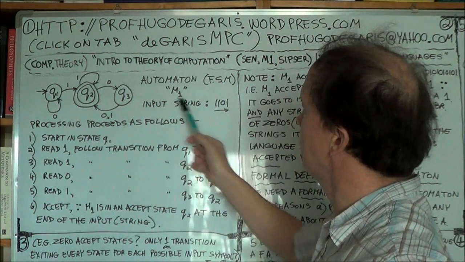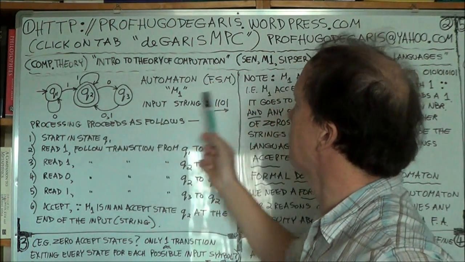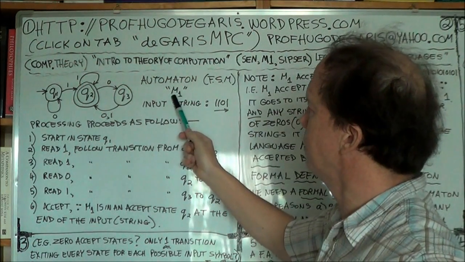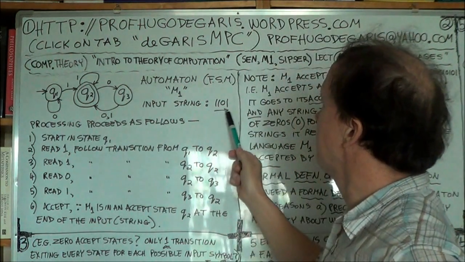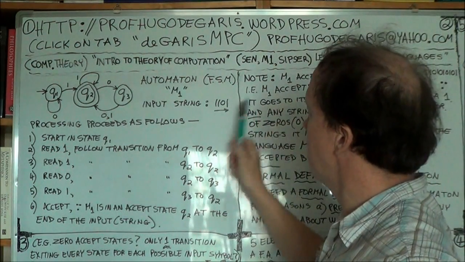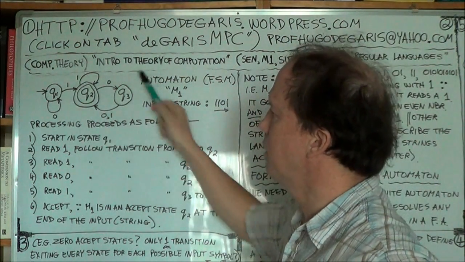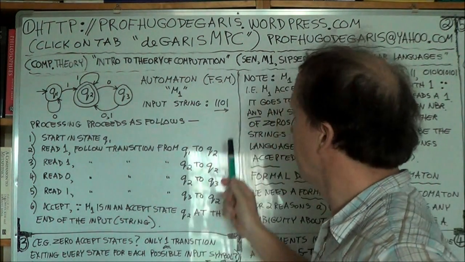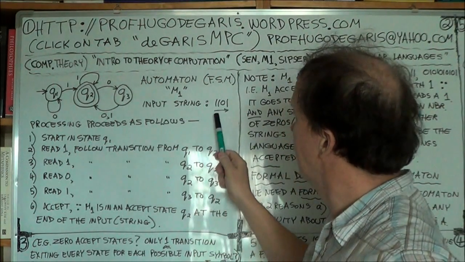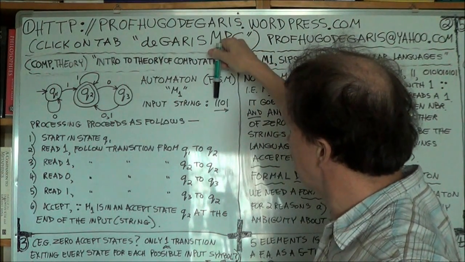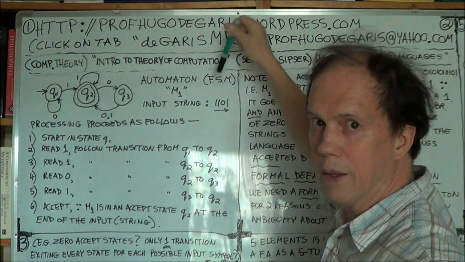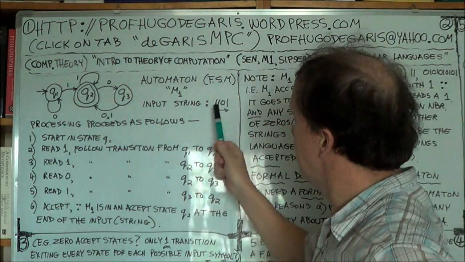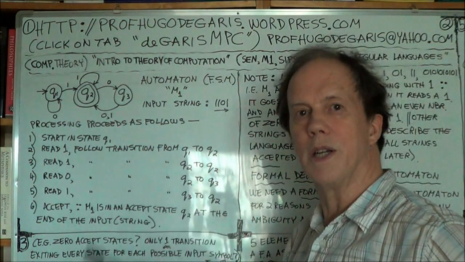do it for this particular automaton. So M1, first machine M1, this one, and this is our input string going in. And remember, it's read by the automaton from left to right. Okay? So it reads the first symbol, that's a 1, the second symbol is a 1, the third symbol is a 0, the fourth symbol is a 1. So it reads symbol by symbol, one at a time.